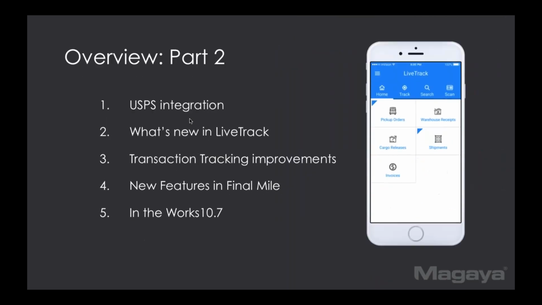However, today we are going to cover, as Jose said, some of the more customer service related features, outbound logistics. So we're going to start with the U.S. Postal Service integration that we have now in Magaya. Then we're going to talk about LiveTrack a lot, because we have put many new features in LiveTrack for you. Transaction tracking improvements, which are tracking emails that you can send out of Magaya or that can be automatically sent out of Magaya to your customers. And we're going to cover a few new features in our Final Mile app for pickups and deliveries. So there's a lot of mobile today.